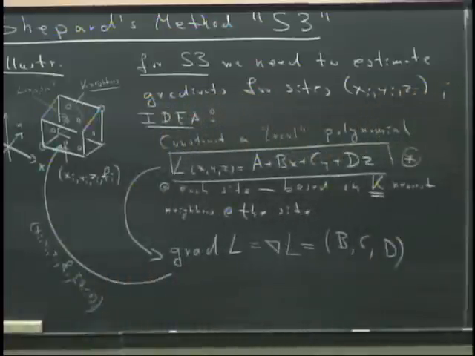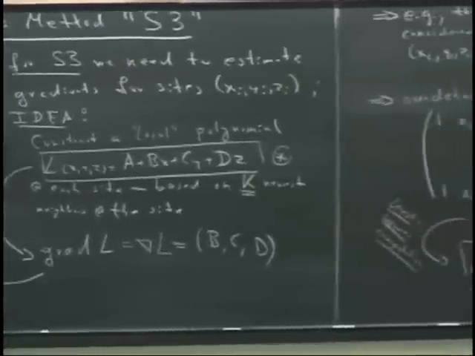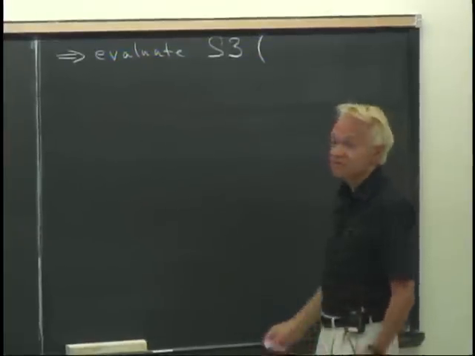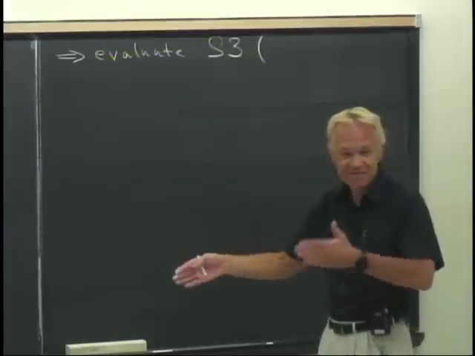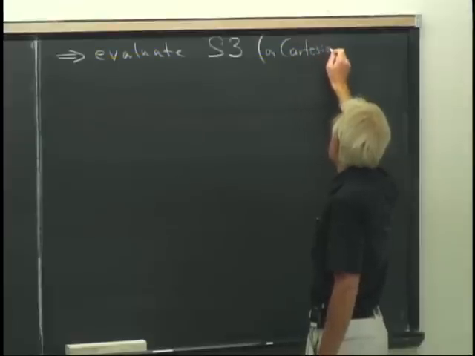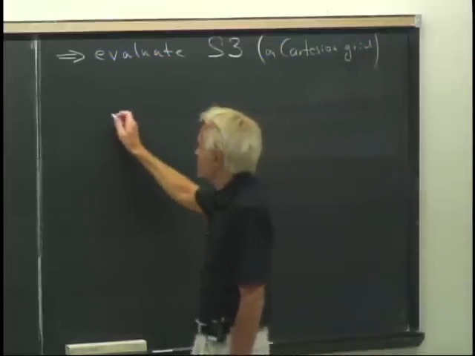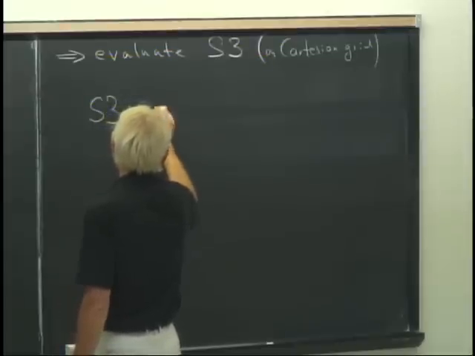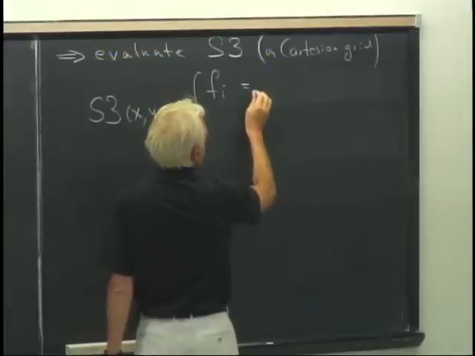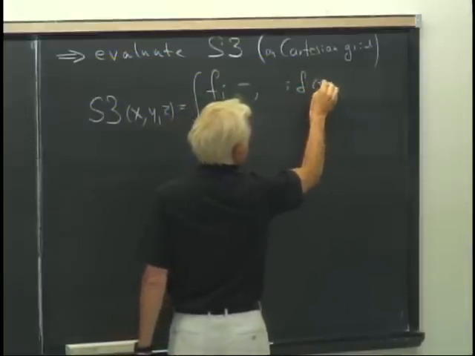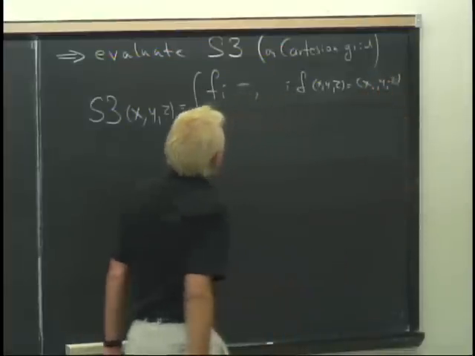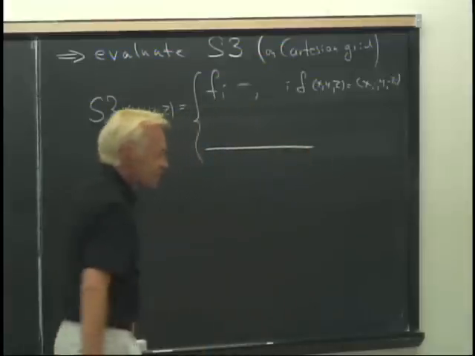Once you have that information, then you go to S3, and you can just evaluate S3 with that information. Evaluate S3, and for project number 2, you just evaluate it on a nice Cartesian grid from 0 to 255, 0 to 255, 0 to 255, right? So on the Cartesian grid, you get S3. S3 depends on space, x, y, z, and it is reproducing the function value fi by definition, if the evaluation location x, y, z equals a site xi, yi, zi, or otherwise it is this weighted average of these linear Taylor expansions.